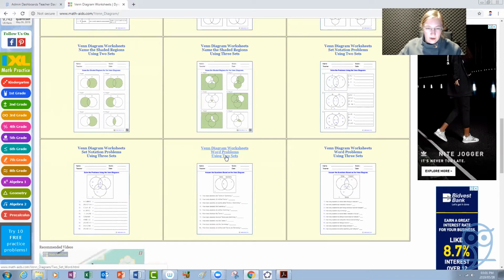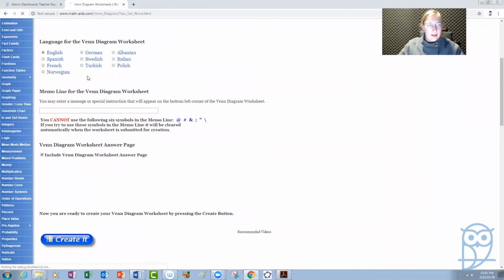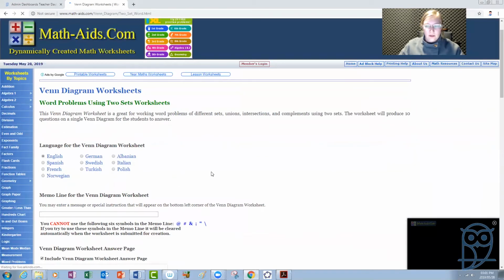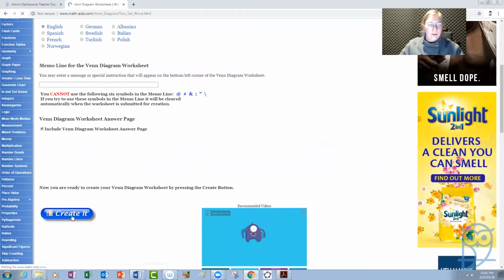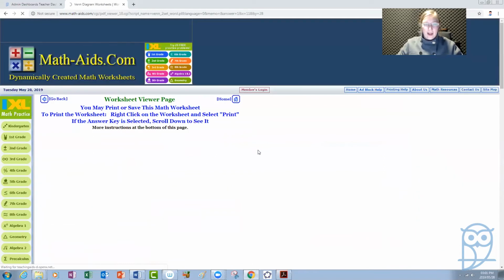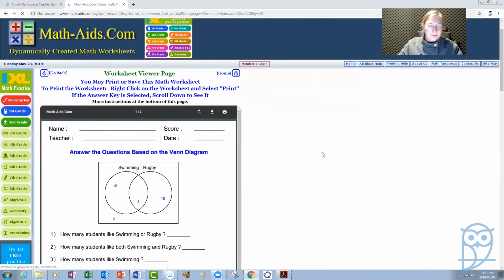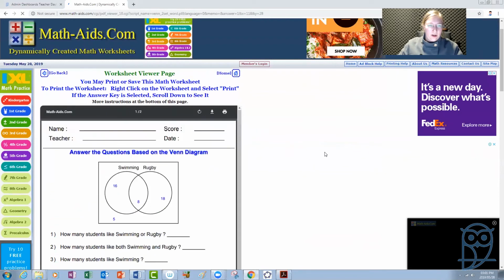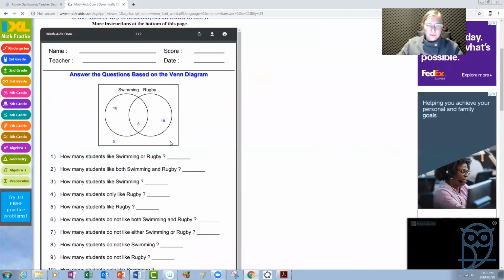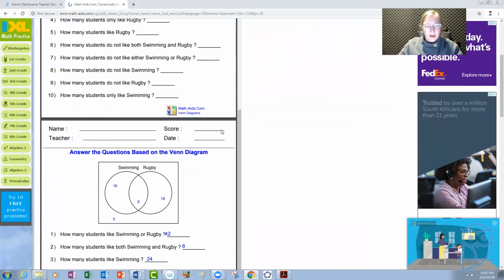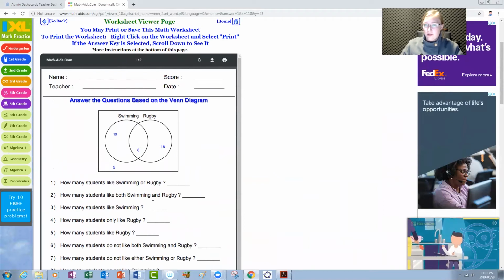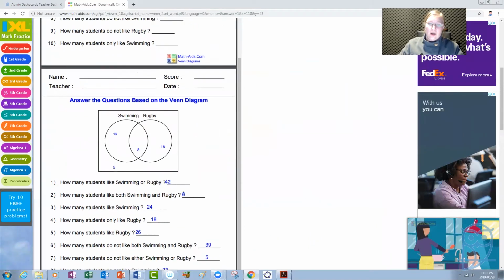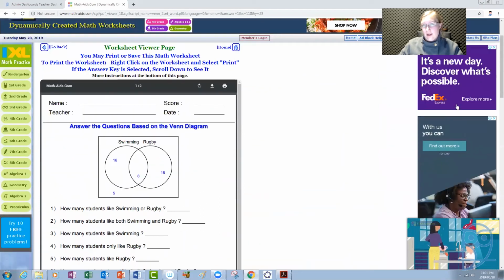So if we look here, you can click on that, go in, and then it gives you some options. It gives you some language options. And down here, it will tell you include the answer page. If you then click on create it, then, wait, there we go. So here we've got our whole question over here, and here you've got the answers to it. So you can try this out, hide the answers first, and then afterwards you can look at whether you were correct or not and figure out why.